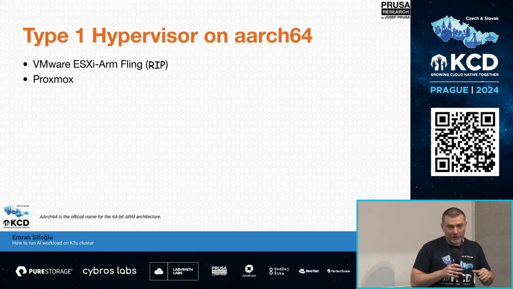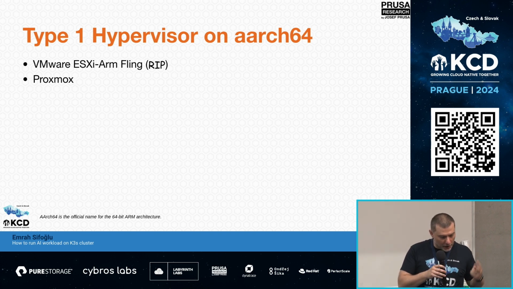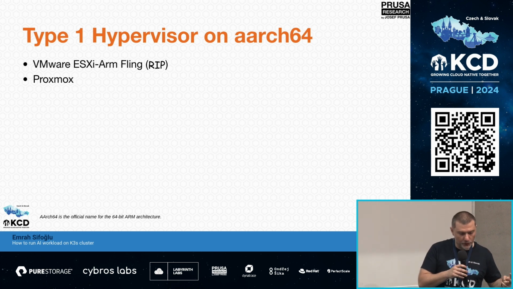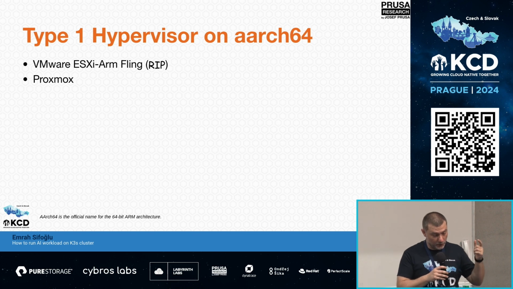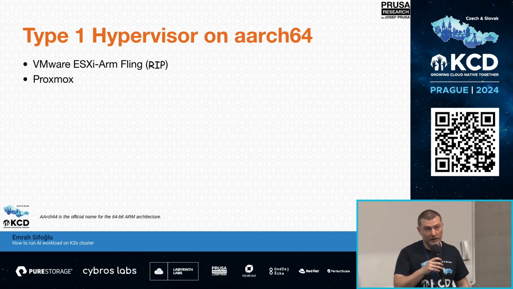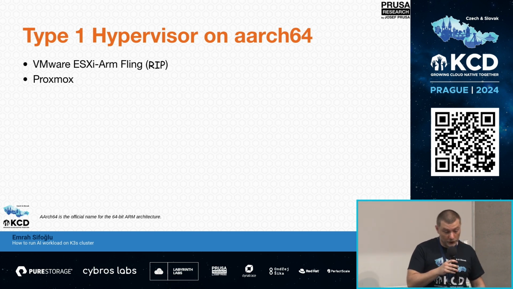So I would like to focus on type 1 hypervisors. And there are two I'm familiar with. There are two I run actually on ARM-based devices. One of them was VMware ESXi, which is gone now. Unfortunately, we are not able to download it.